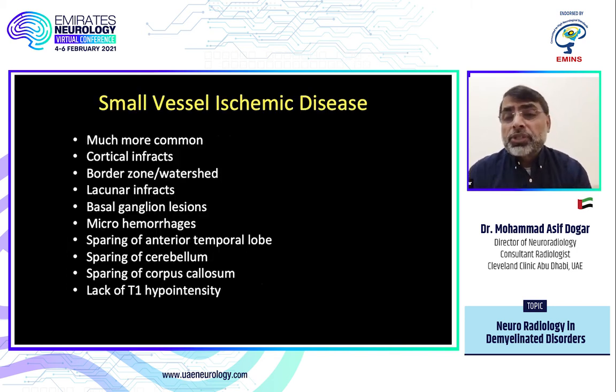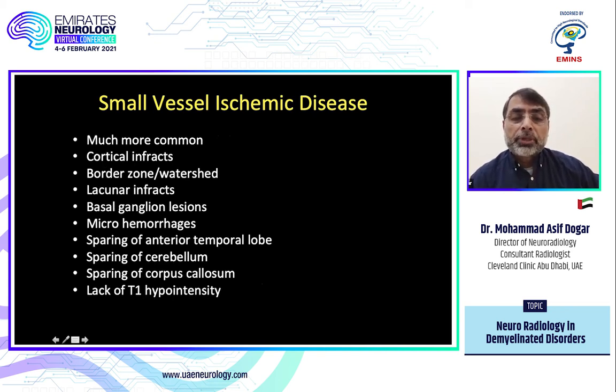This is very important. We see white matter lesions on the brain every day. We say non-specific. And most of these are due to either small vessel ischemic disease or migraine. So how can we differentiate? Small vessel ischemic disease is much more common. There can be cortical infarct, lacunar infarct, and the basal ganglia is involved.